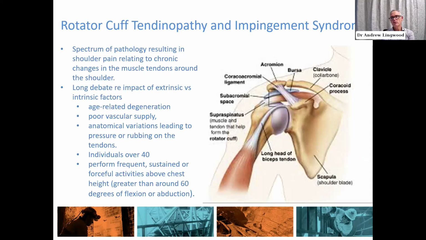Now, again, we need to talk a little bit about some nomenclature and naming, because this pathological process goes by a lot of different names: rotator cuff tendinopathy, rotator cuff tearing, impingement syndrome, bursitis, bursopathy. There's a whole bunch of things referring to a similar pathological process here. And this process relates to chronic changes in the muscle tendons around the shoulder.